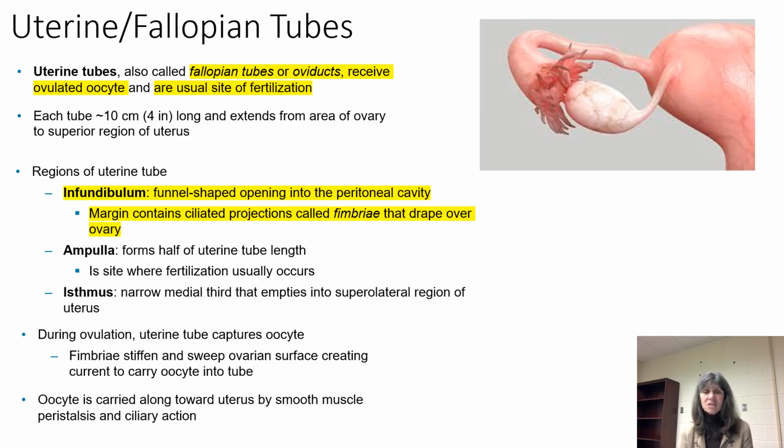So during ovulation, the fimbriae of the uterine tube will hopefully generate the motion for the oocyte to come into the uterine tube, and once that happens, the oocyte will be carried along towards the uterus by smooth muscle peristalsis and by the action of cilia on the simple columnar epithelium that lines the uterine tube. There's actually ciliated simple columnar epithelium in the uterine tube.